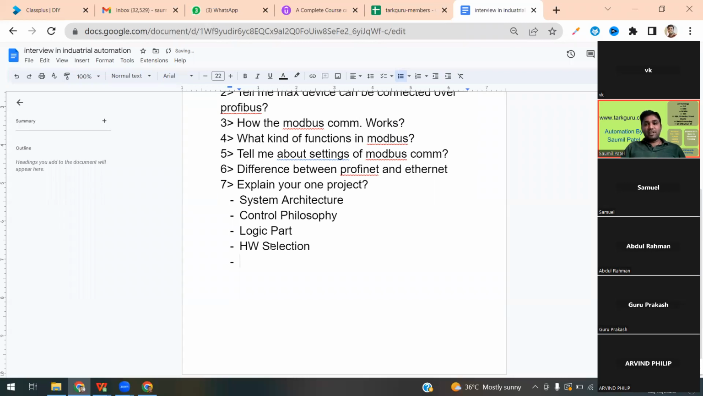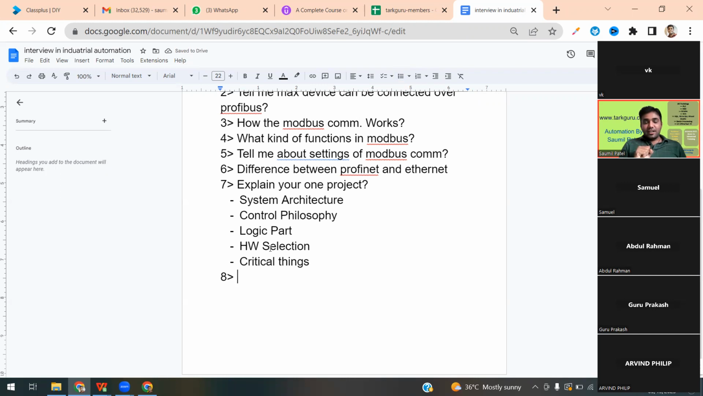Then after hardware selection, the logic part, which means software. Okay. Then after these 4 points, you need to explain what are the critical things you have in this project. Understood? This is the best way to impress the interviewer.